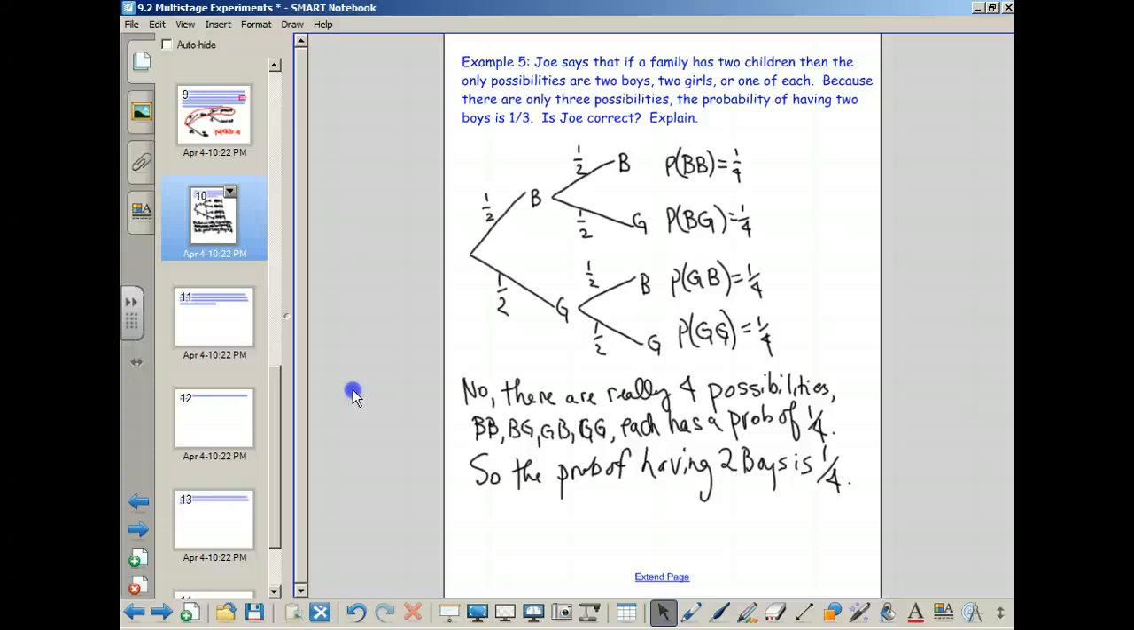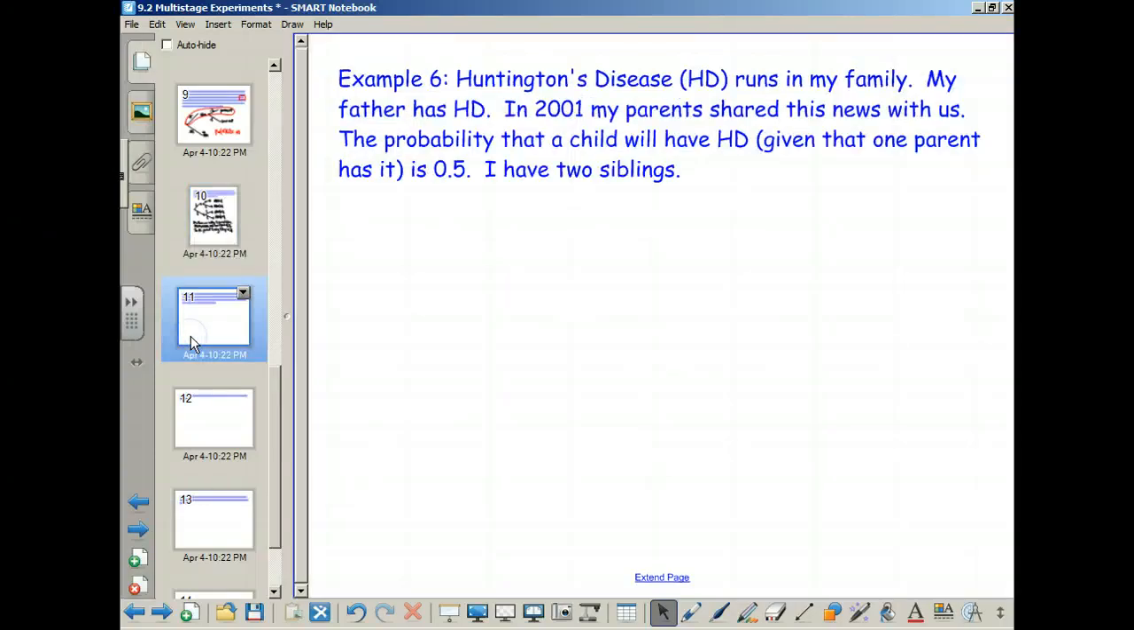Right. Now we have one last example. This is an example from my team.